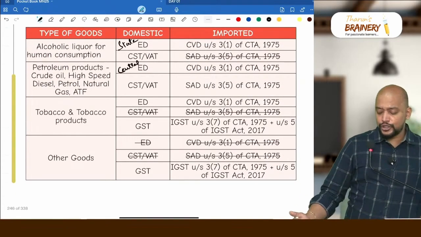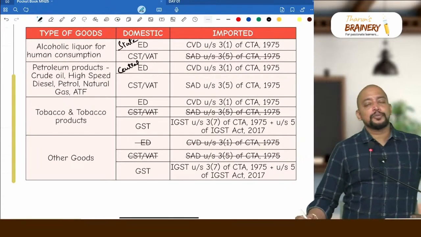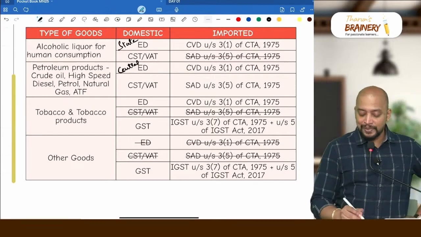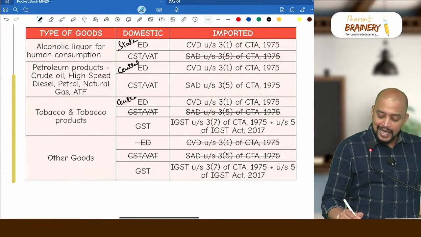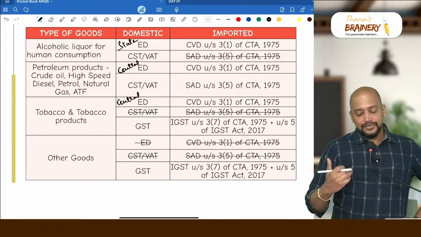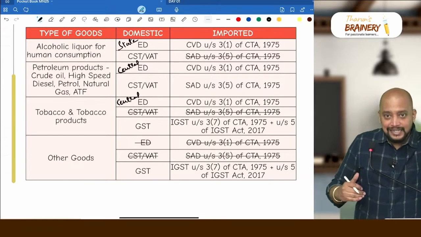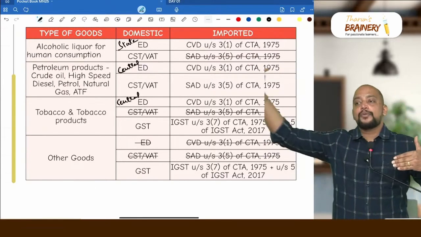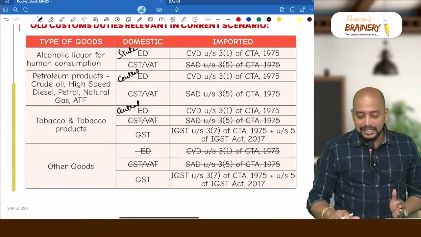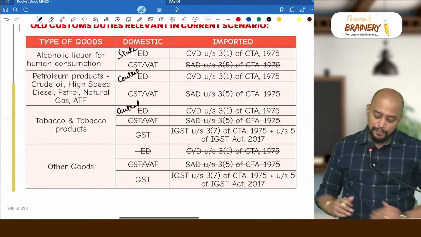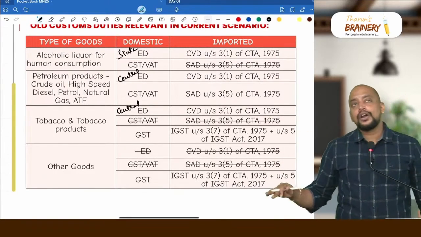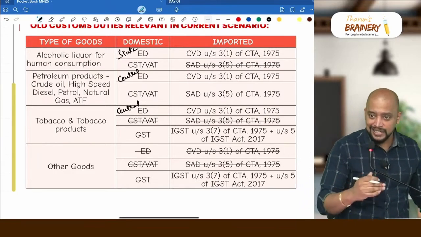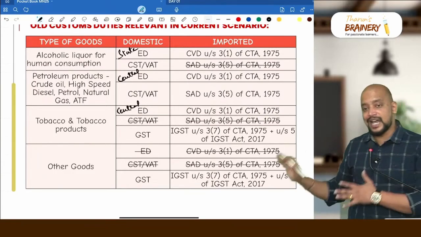Then tobacco and tobacco products. On tobacco and tobacco products we have a special case, that is we need to pay central excise duty as well as GST. So therefore, as there is central excise duty, parallelly we have CVD. As there is GST, we have parallelly IGST. This is in case of domestic, that is in case of import. Then all other goods. On all other goods, domestic we have only GST. So on import we will have only IGST.